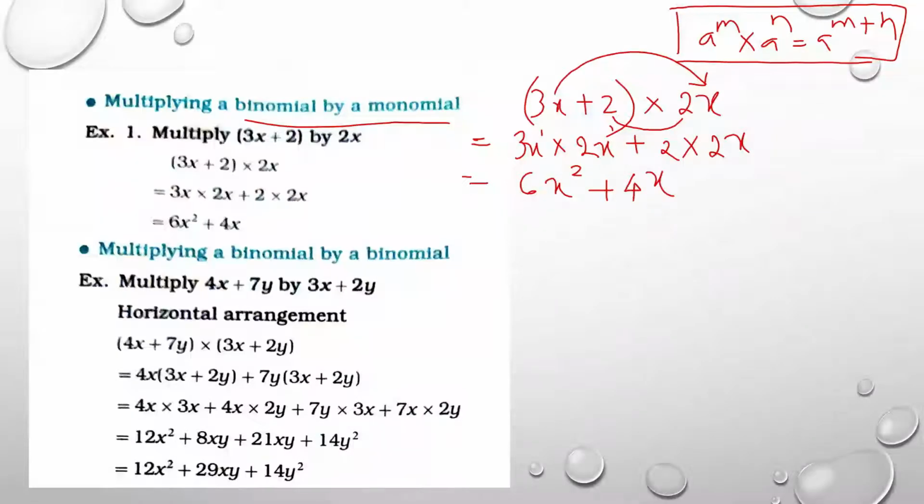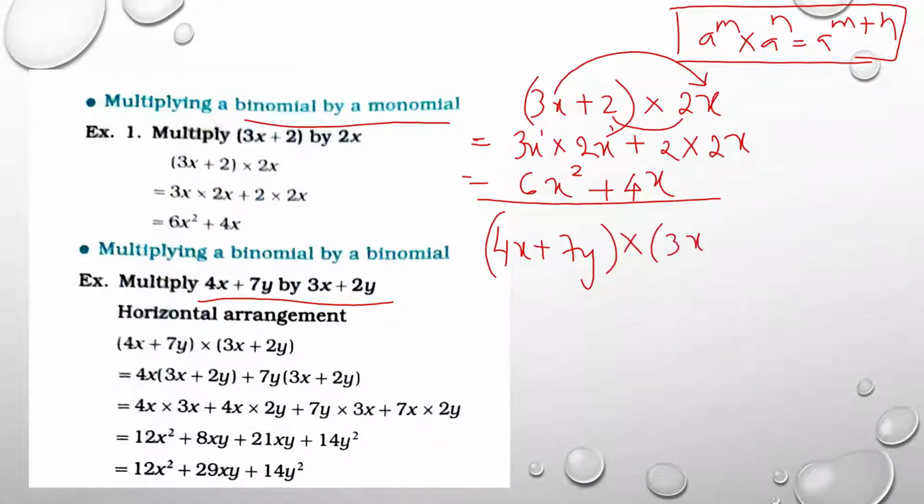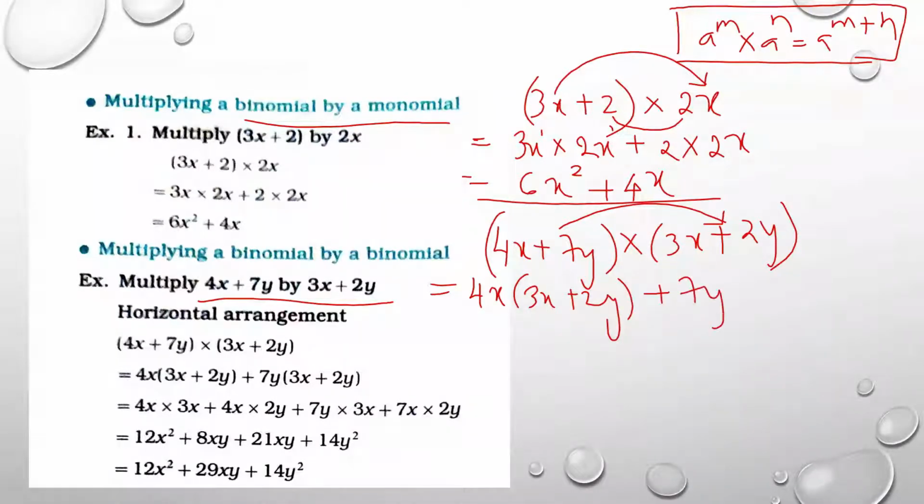Now let us solve the second example. Multiplying a binomial by a binomial. 4x plus 7y into 3x plus 2y. Now 4x, you have to multiply with the terms of the second bracket, 3x plus 2y. Plus 7y, you have to multiply with the terms of the second bracket.